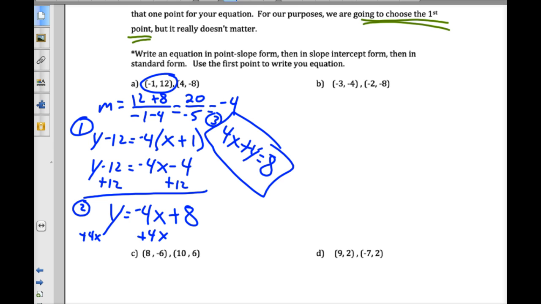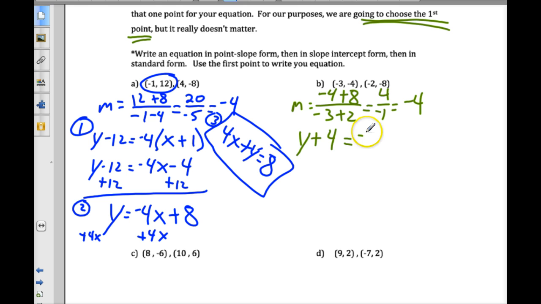All right. If you guys can do B, we'll be done. You guys can do your homework. Find the slope. Did we get another slope of negative 4? Yep. Just a coincidence, both of them are negative 4. Did you do negative 4 plus 8 over negative 3 plus 2? Negative 3 plus 2 is negative 1.